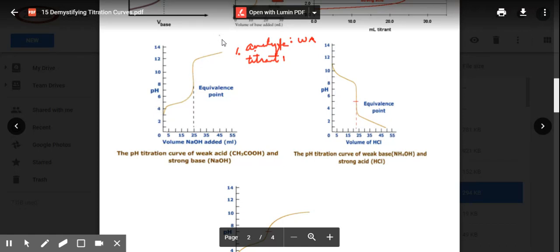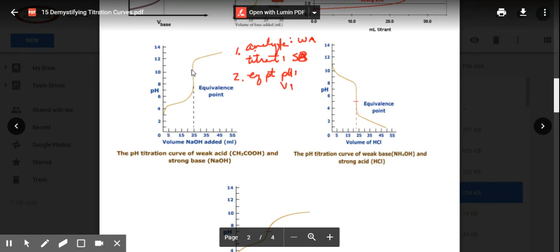Then we look at my titrant. My titrant is the ending pH here. So this pH is around 13. What that tells me is that there is a strong base that is my titrant. So I have identified the components that are involved. Step 2 is we want to figure out the equivalence point pH and the equivalence point volume.